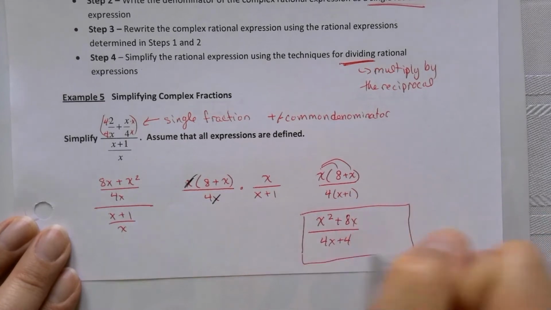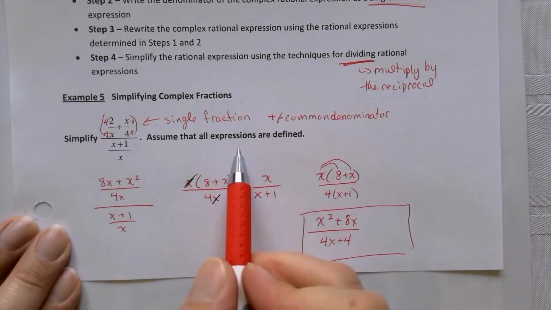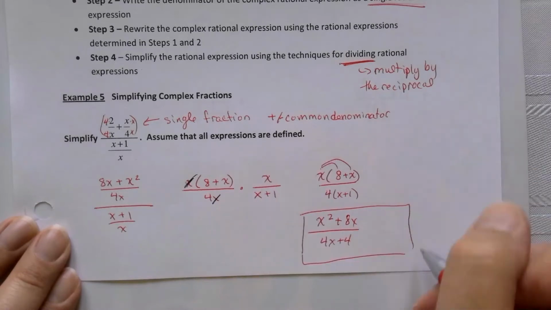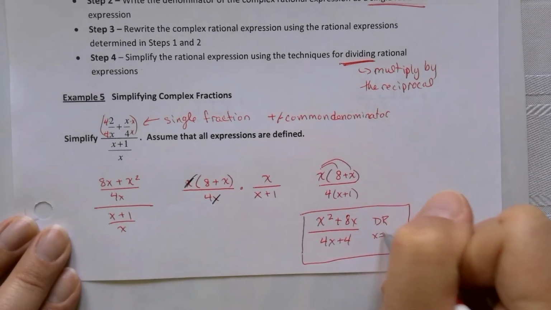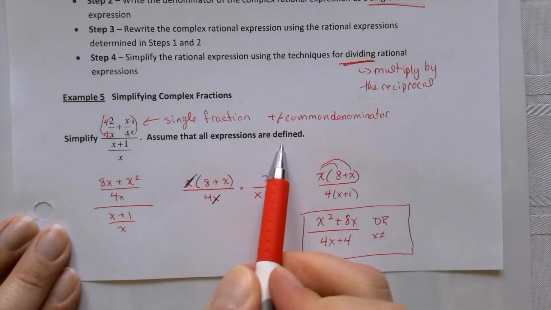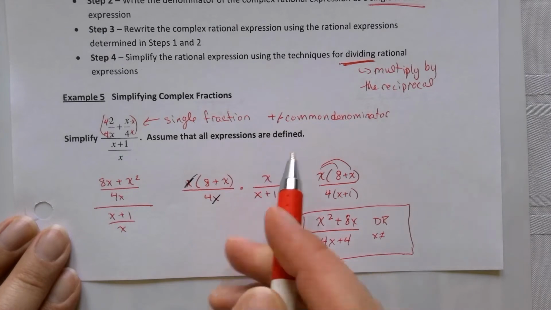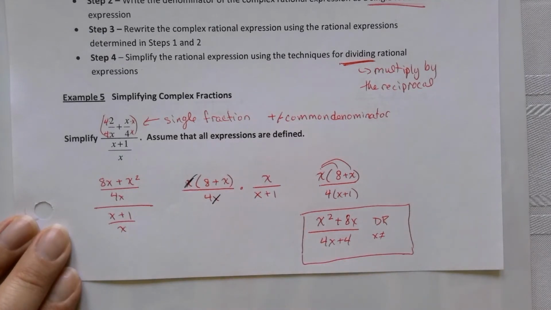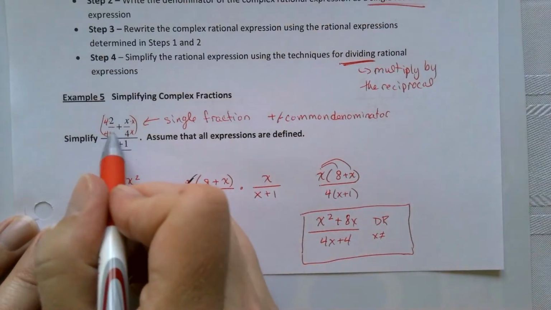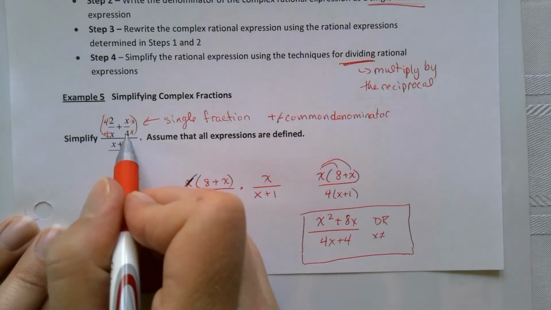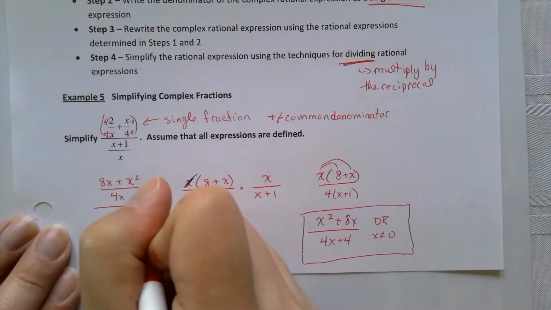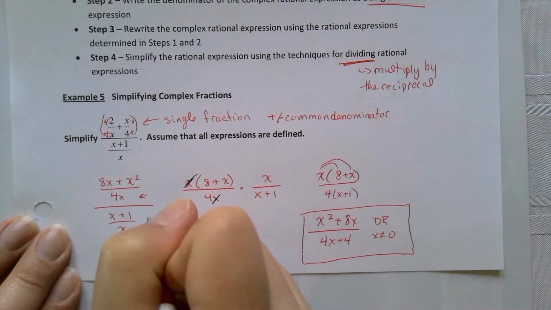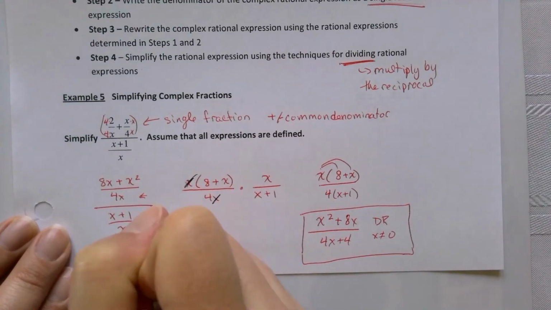And let's talk about it. It says assume that all expressions are defined, but I'd still like to talk about a domain restriction. So when you're given assume all expressions are defined, you're basically being told don't worry about a domain restriction. But I think it's important to know it. So our domain restrictions come from our denominators. And originally we had an x in the denominator and a 4 up here. So x cannot be 0. Okay, so domain restriction would come from here, x can't be 0. It would come from here, x can't be 0.